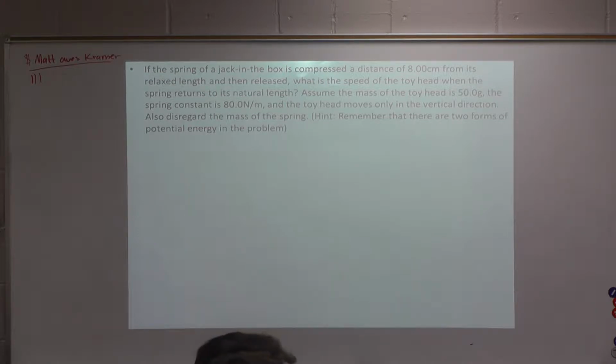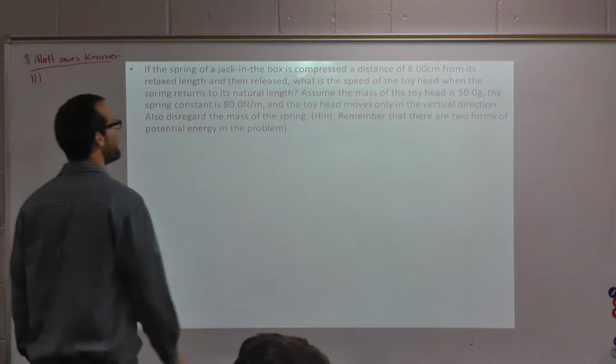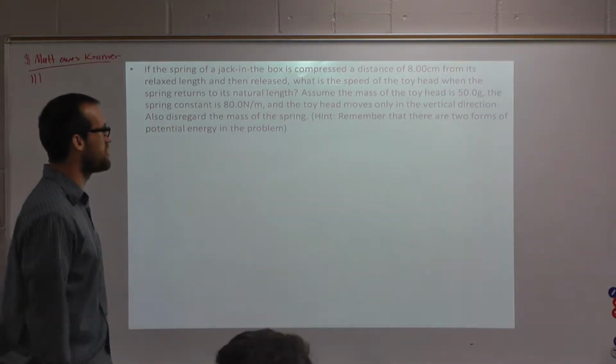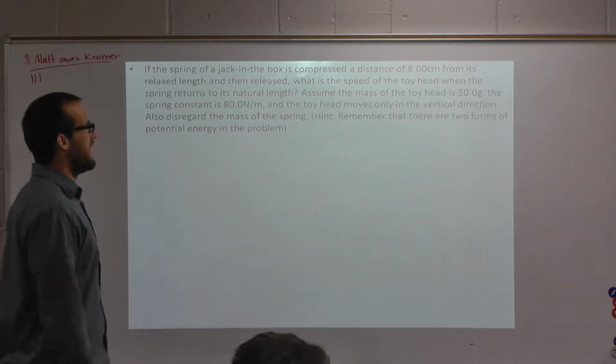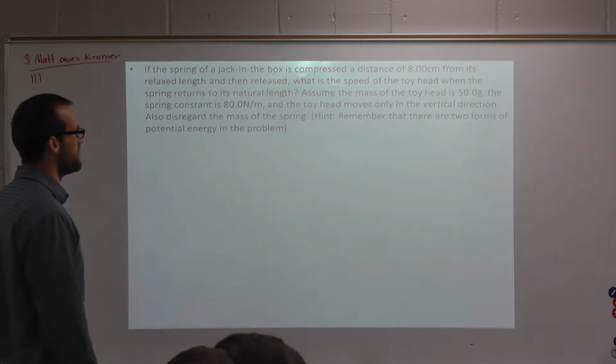In the spring, the jack-in-the-box is compressed to a distance of 8 centimeters from its relaxed length and then released. What is the speed of the toy head when the spring returns to its natural length? Assume the mass of the toy head is 50 grams. The spring constant is such the toy head moves only in the vertical direction.